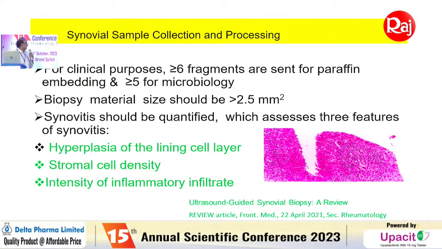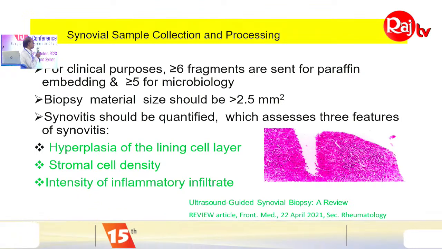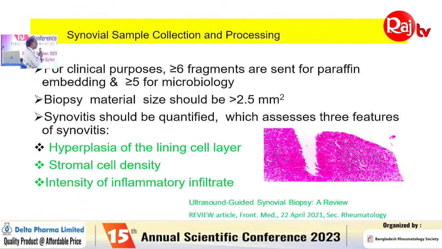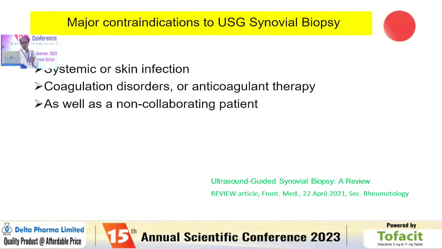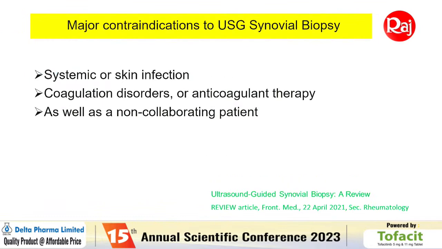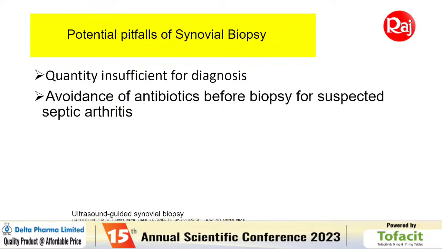This is the histological finding. For preclinical purpose, more than six fragments are sent for paraffin embedding and more than five for microbiology. The synovitis should be scored by the histopathologist: hyperplasia of the intima, stromal cell density, and intensity of inflammatory cell infiltration. The major contraindications are major systemic skin infection, coagulation disorder, and patient not informed.